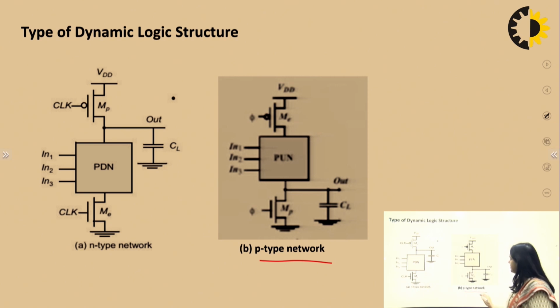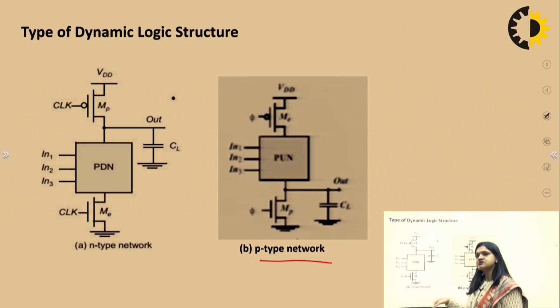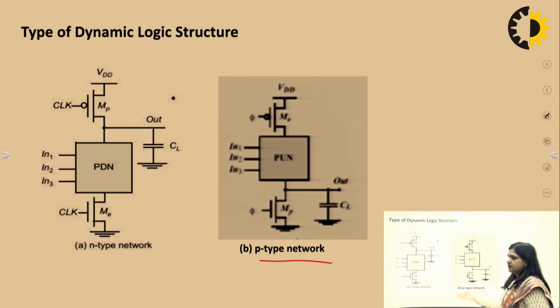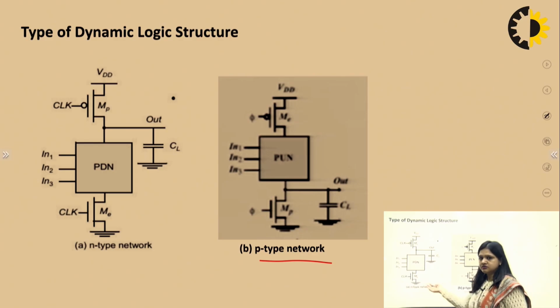In case of P-type, this PMOS is known as the evaluation transistor, and this NMOS is known as the precharge transistor. So the function is reversed, and the input is implemented using the PUN, that is PMOSes. We can take either logic structure for implementing the CMOS design, but generally we prefer the N-type of dynamic logic design.